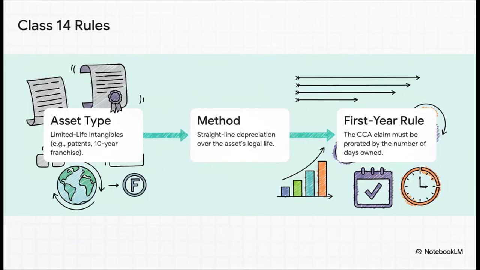We see a similar idea with Class 14. This class is for intangible assets that have a specific finite legal life. Think patents, copyrights, or a franchise agreement for a set number of years. Again, we use a straight line method, writing off the cost over that legal life. A 10-year franchise is written off over 10 years. But Class 14 has another unique twist. The first-year claim has to be prorated based on the number of days you owned it. So if you buy that franchise on December 1st, you only get to claim CCA for the 31 days you owned it in that first year.